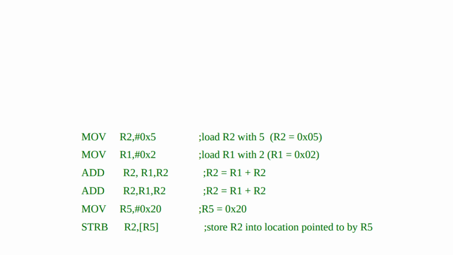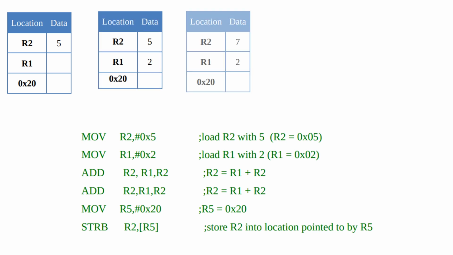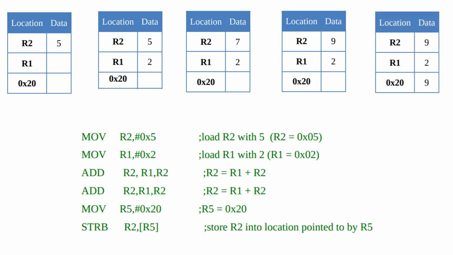So this clearly shows how what I said occurs. I hope this clarifies it. Let's see it one by one. First, in R2, 5 enters, then in R1, 2 enters, then 5 plus 2 becomes 7 and it enters into R2. Then 7 plus 2 occurs and 9 enters into R2. Till now 0x20 is not loaded, right? 0x20 is assigned to R5 and we store the value of R2 into the location pointed to by R5. The location pointed to by R5 is 0x20, so in that, 9 is transferred. So I hope this is clear.